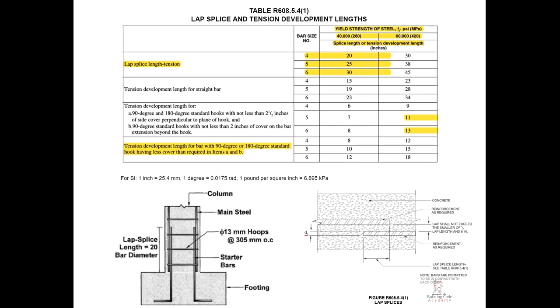Table R608.5.4.1. Lap splice and tension development lengths. Vertical and horizontal reinforcement shall be the longest lengths practical. Where splices are necessary in reinforcement, the length of lap splice shall be in accordance with Table R608.5.4.1 and Figure R608.5.4.1. The maximum gap between non-contact parallel bars at a lap splice shall not exceed the smaller of 1/5 the required lap length and 6 inches, 152 millimeters.